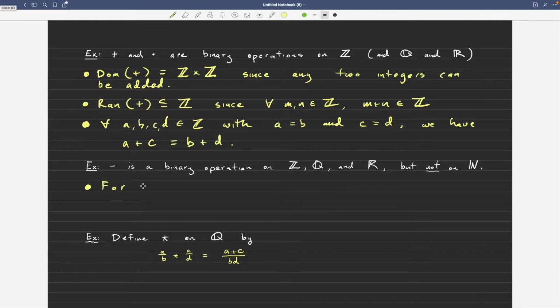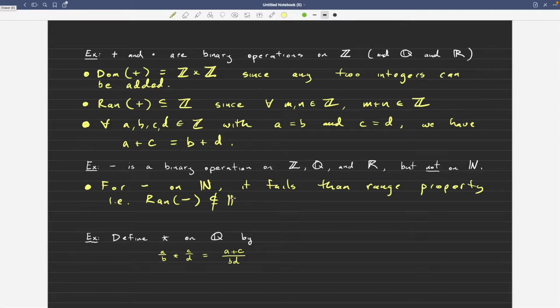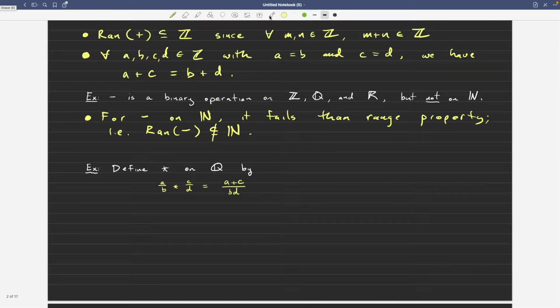It's not in the set we want it to be in. So for subtraction on the natural numbers, it fails the range property, i.e. the range of subtraction is not a subset of the natural numbers. But if you allow for all the integers, then you're good. So you've got to allow those negative values. So here's a strange one.